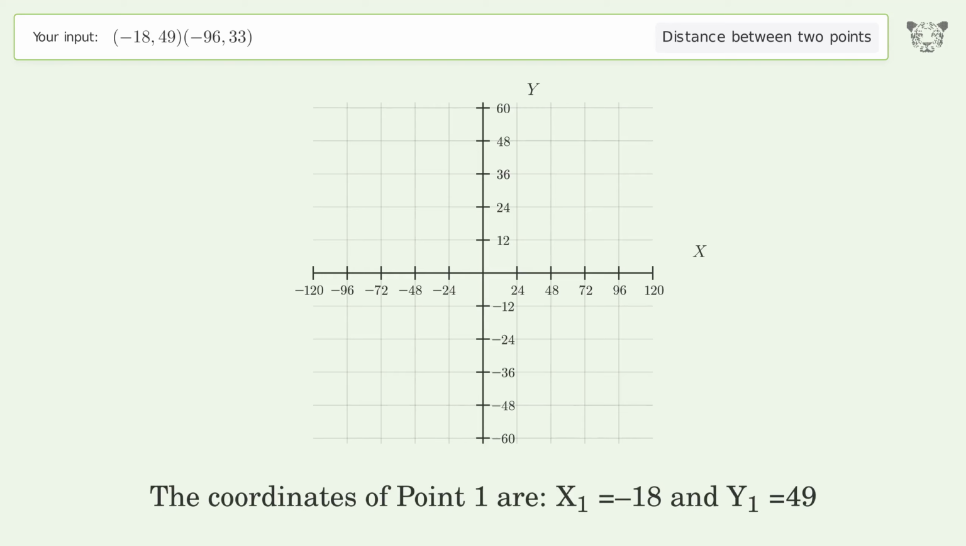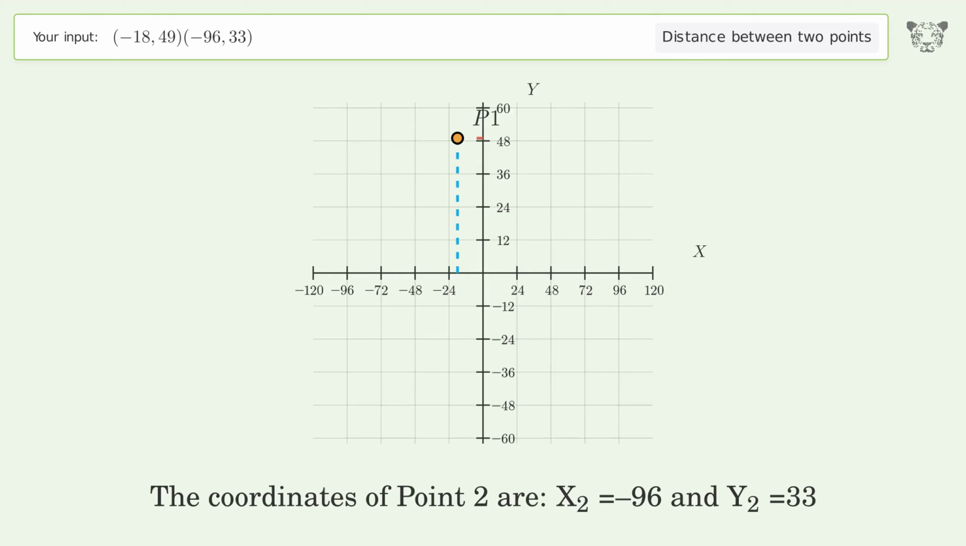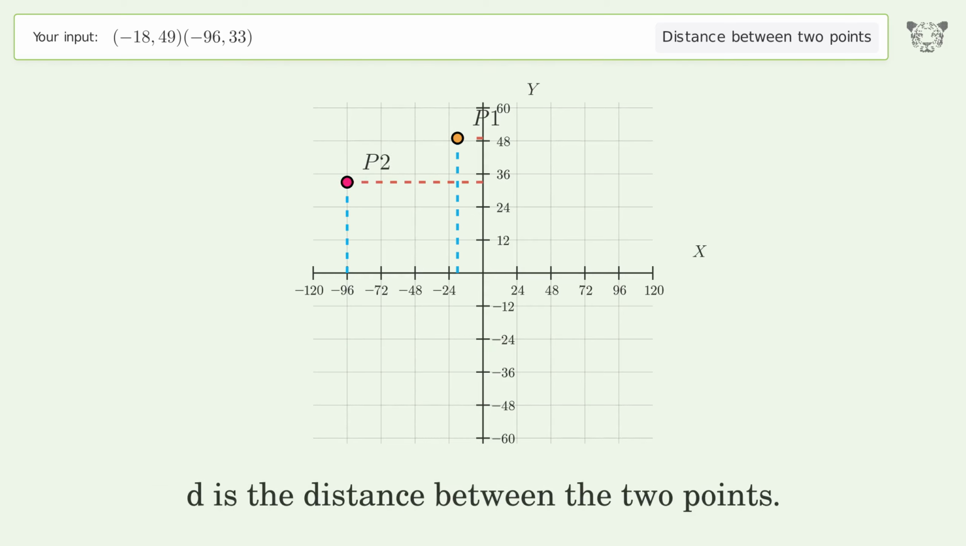The coordinates of point 1 are x1 equals -18 and y1 equals 49. The coordinates of point 2 are x2 equals -96 and y2 equals 33. D is the distance between the 2 points.